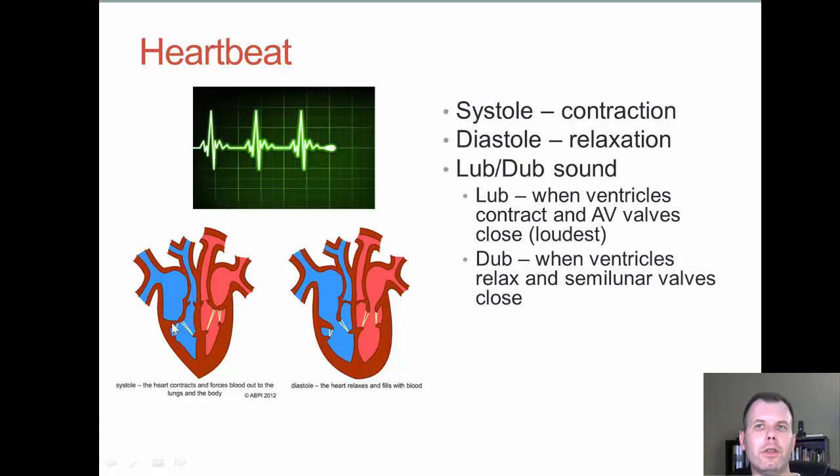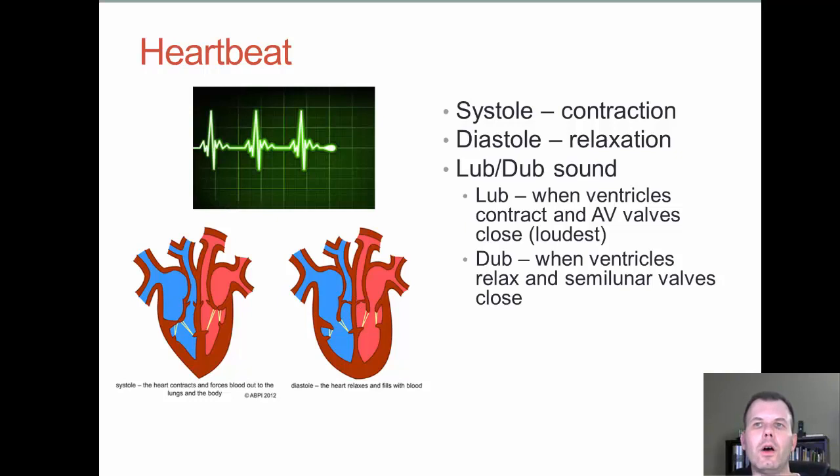So the atrioventricular valves, the tricuspid and the bicuspid, close. And then the dub is when they relax and the valves open back up again, and the semilunar valves close. So you keep hearing these valves opening and closing, and that's the lub-dub sound. The sound is actually the valves and not the heart itself, and you're hearing the valves open and close all the time, and so that's the lub and the dub.